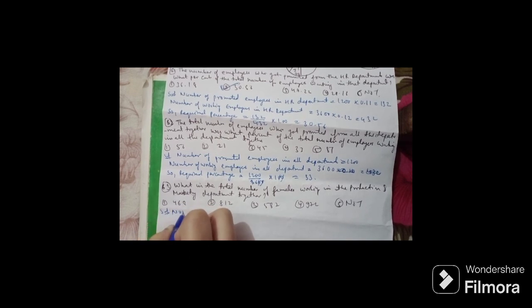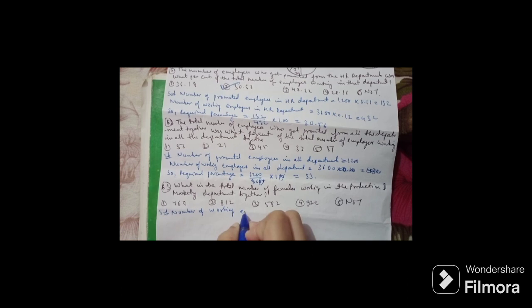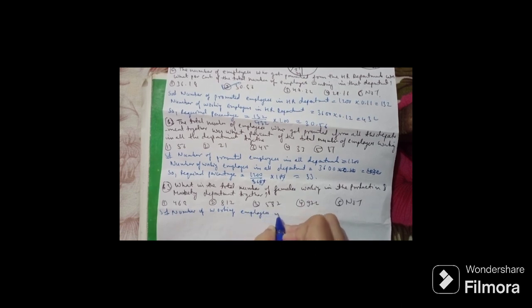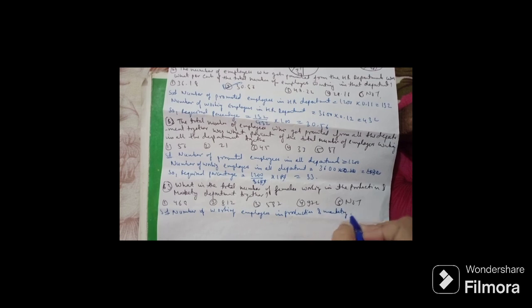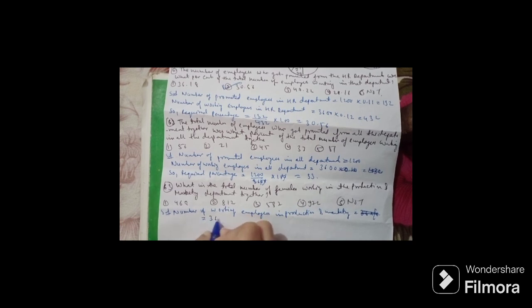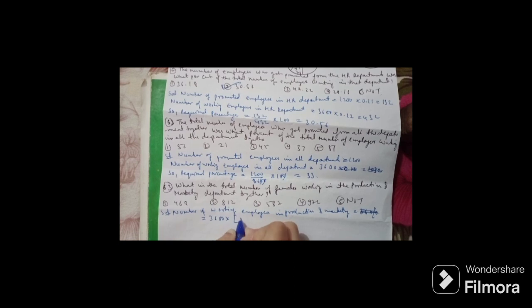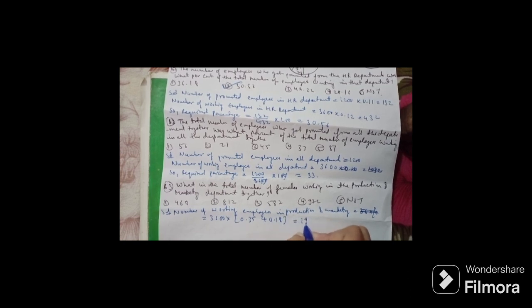So number of working employees in production and marketing equals 3600 into 0.35 plus 0.18, which equals 1908.